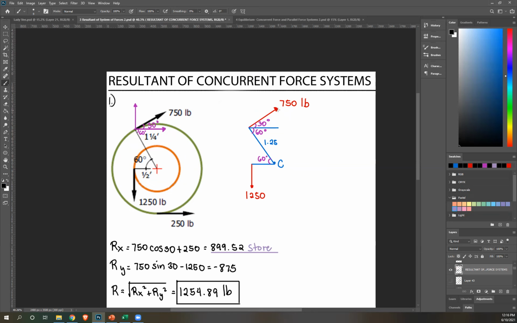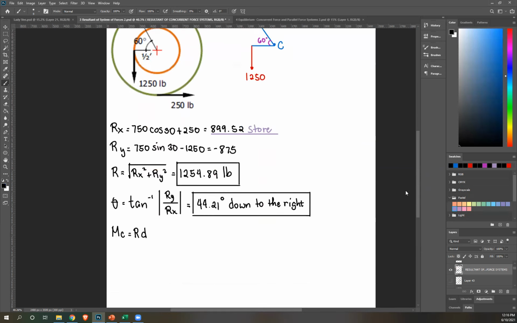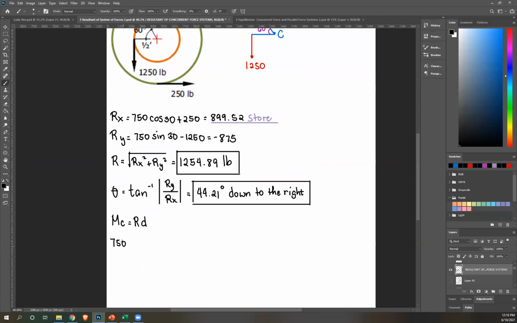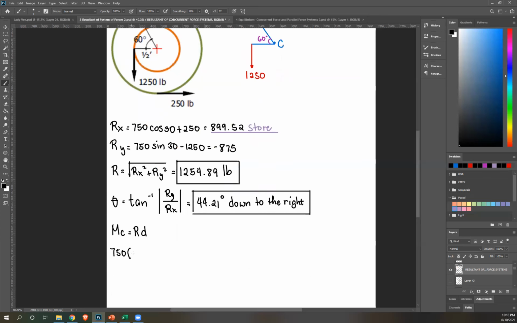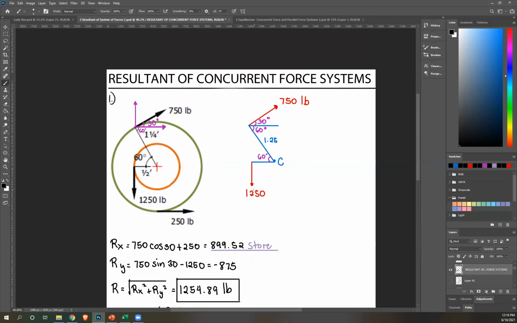Next, rotate that about C. This is 750, rotate about C. Clockwise, therefore positive. 750 multiplied by perpendicular distance, 1 1/4 feet, or 1.25. Next, continue on with the other forces. We have 1250. And as you can see, this length is also given. It's a half foot. So 1/2 or 0.5 feet. Okay?